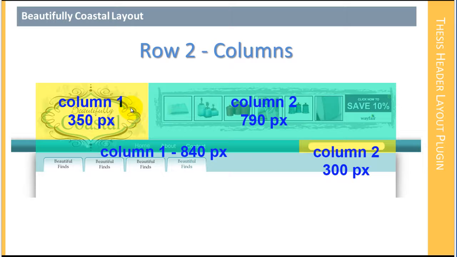So what we're going to do with this image is make it a background image of the header area rather than putting it inside of either of these columns. And then in order to make it clickable, we will put a transparent image in a text widget in column 1 that we can click on. So let's go ahead and start that.